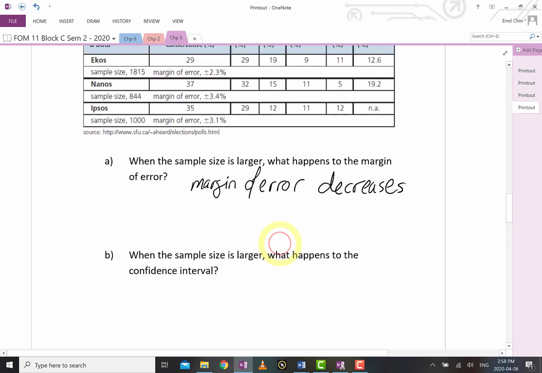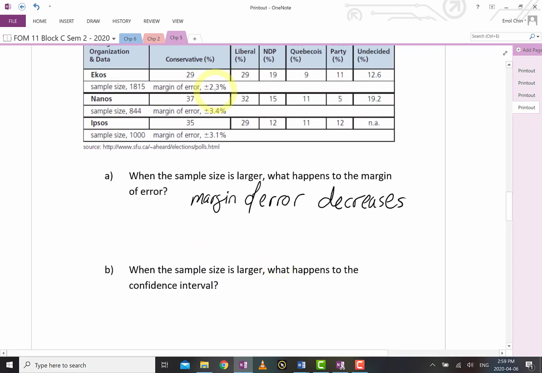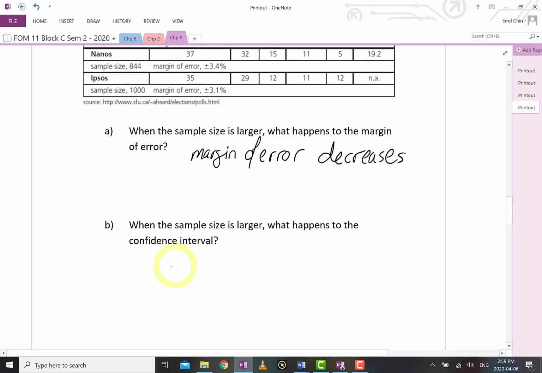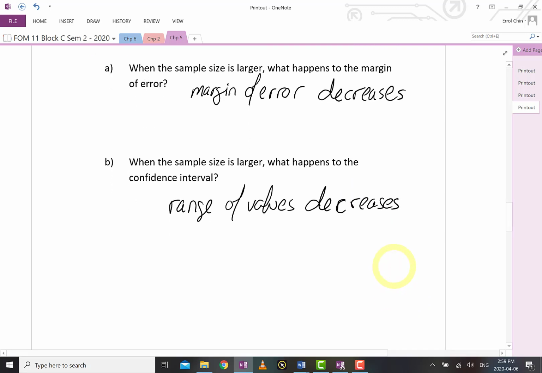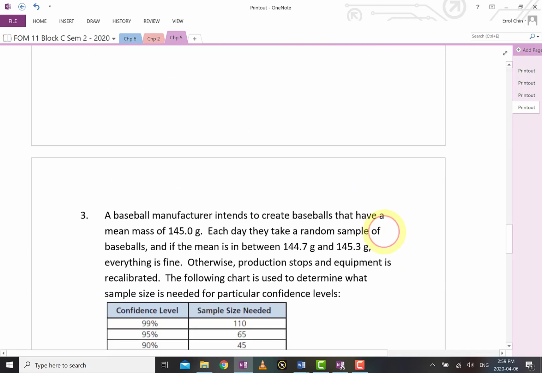When the sample size is large or larger, what happens to the confidence interval? Well, if you take a look, plus or minus 2.3%, that's the range. Here, plus or minus 3.4%. So the range is bigger. The range in this one is middle size. So when the sample size is large, what happens to the confidence interval? Well, the confidence interval, or the range of values, decreases because you're getting more and more accurate, right? You're getting closer and closer to the actual value in your population.